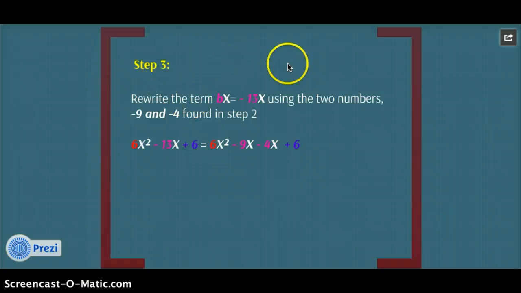In this step, you take b times x, which is negative 13 times x, and you expand it by making 6x squared minus 9x minus 4x plus 6.